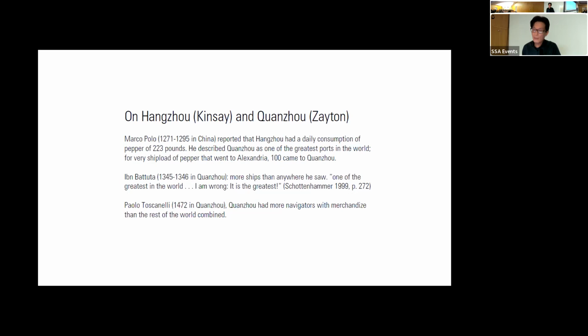And he said that for every shipload of black pepper going to Alexandria, 100 went to Quanzhou. Is that an exaggeration? Maybe there's some truth in it. Ibn Battuta, a famous Moroccan traveler, went to Quanzhou, and he said that this is one of the greatest port cities in the world. Then he said, I'm wrong, it's the greatest.